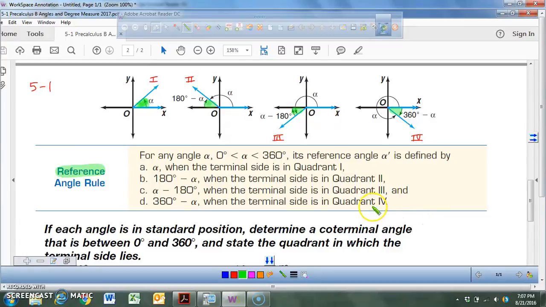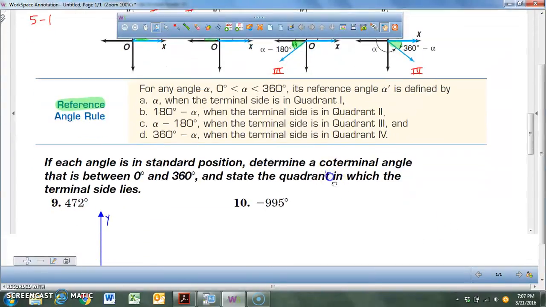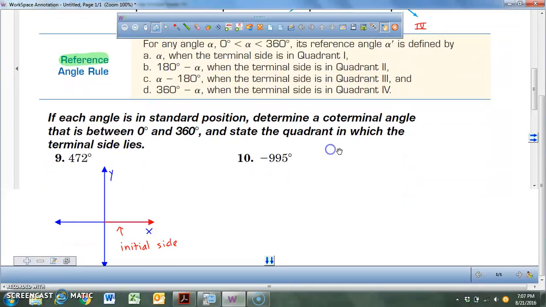Let's think about where we're going to go. Let me move this down real quick. We have a problem, and it says on number 9, if each angle is in standard position, so standard position starting where the initial side's right here, determine a coterminal angle that is between 0 and 360, and state the quadrant in which the terminal side lies.